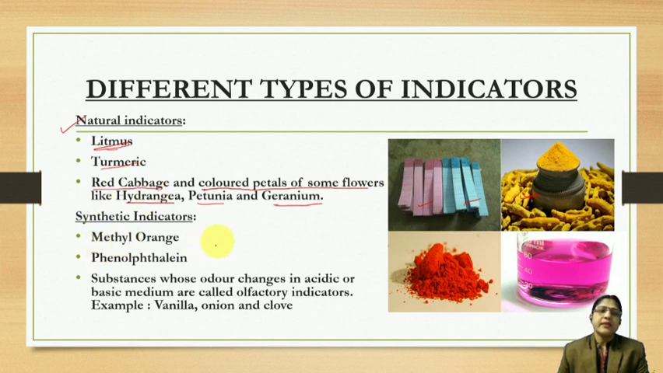Then synthetic indicators. This is methyl orange and phenolphthalein. And substances whose odor changes in acidic or basic medium are known as olfactory indicators. You might have observed while taking onion, for example vanilla, onion and clove. These are olfactory indicators.